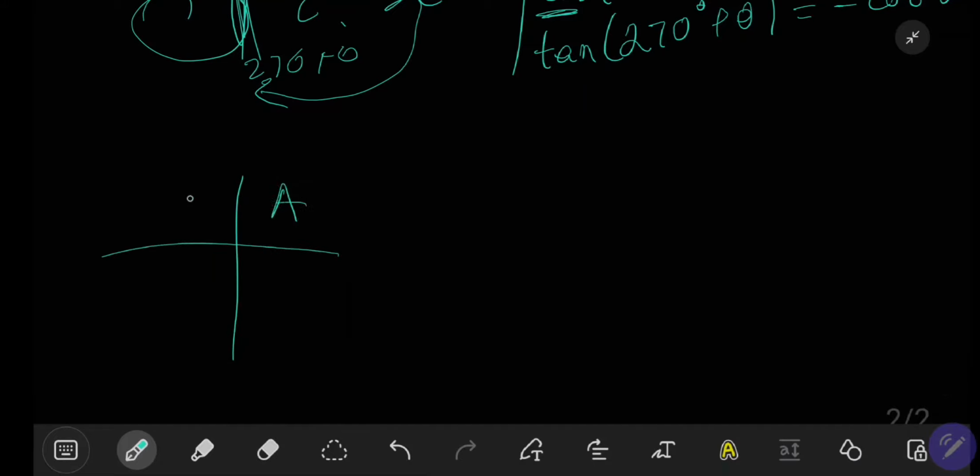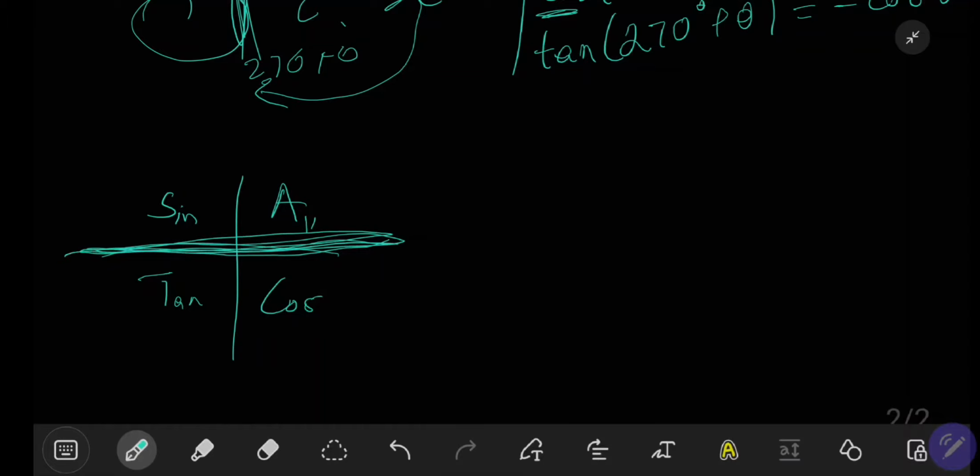So our CAST diagram says "All Stations to Cape Town". It means only cos is positive here, then all the trigonometric ratios are positive here, only sine is positive here, and on this side only tan is positive. And to best work this, you should use your angle relative to this line here, because it makes things simple. The only thing that will change is the sign.